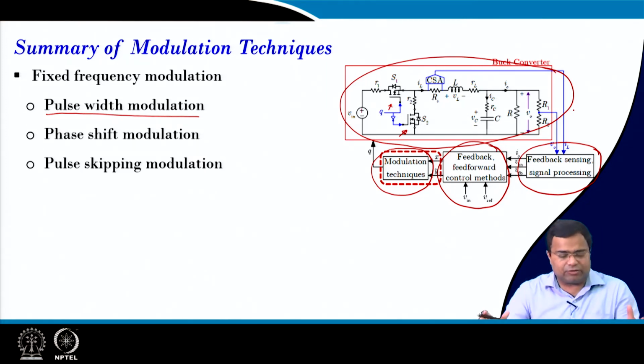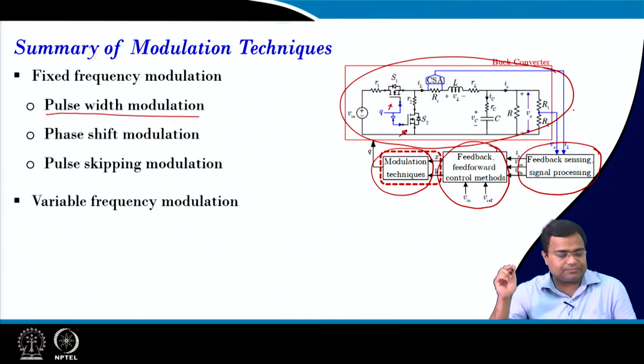Then pulse skipping modulation, where it is generally considered under light load condition in discontinuous conduction mode. This pulse skipping means there is a charge pulse and a skip pulse, and the number of skip pulses will be decided by the load condition as well as the input voltage.